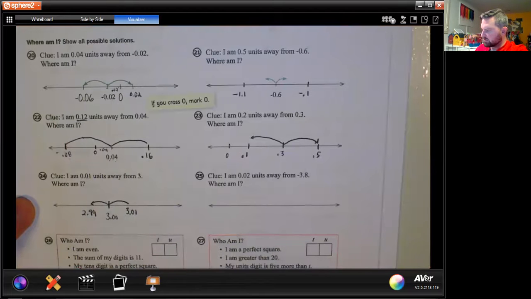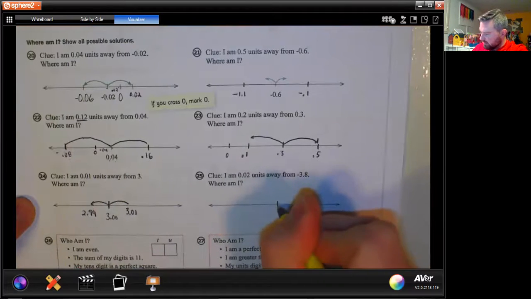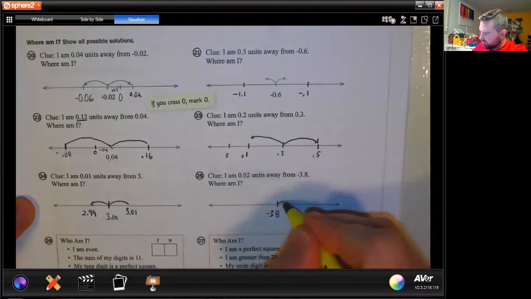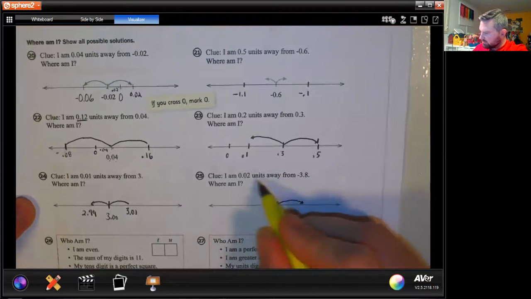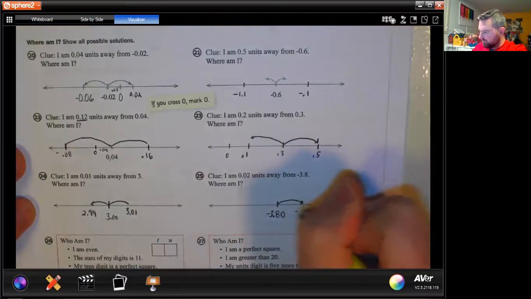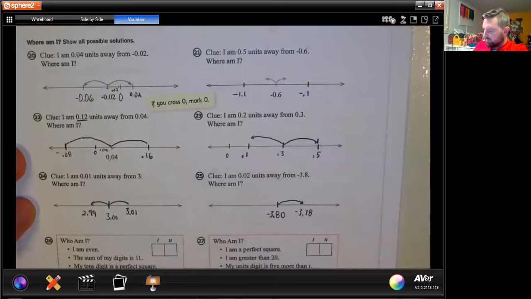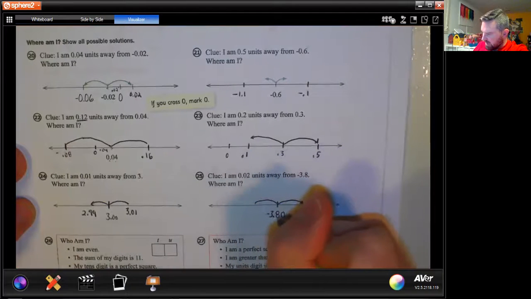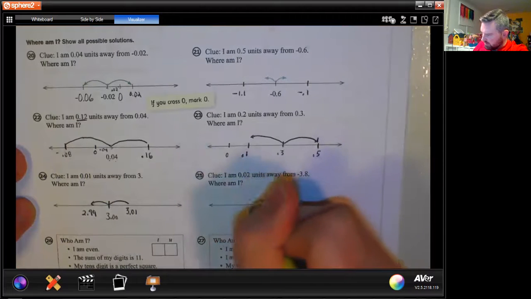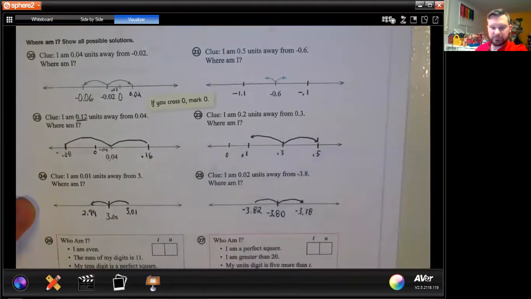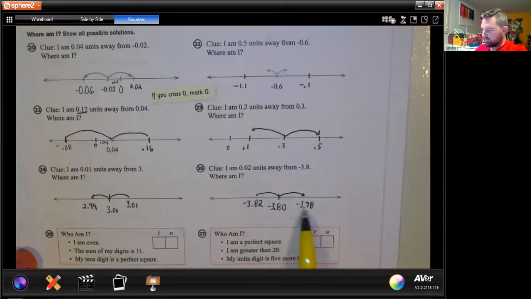I am 0.02 units away from negative 3.8. Negative 3.8. If I go this way, remember we get smaller. Okay, so this is 3.80. So it would be negative 3.78, because 80 minus 2 is 78. And if I go this way, we're going to add it. So 380 plus 2 is negative 3.82. That was a 7 right there. Okay, so be careful. If you need to think about it as whole numbers, 380, 378, 382, you can do that. Just remember where your decimal point goes.